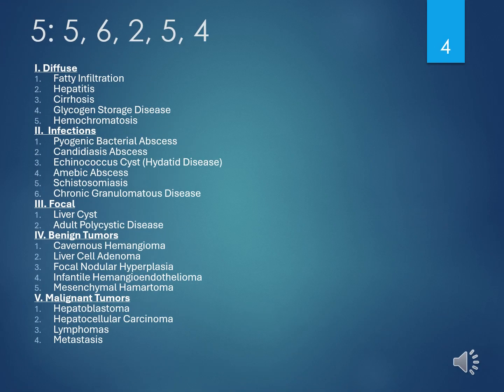Here's all the liver pathology that you'll need to know for your upcoming exam. I strongly recommend that you memorize this list. If you're able to write this list out at the beginning of your exam, it's going to help give you some focus. It's going to help you stay calm.